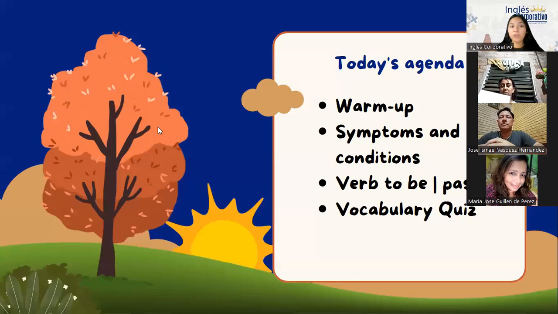First we are going to talk about the warm-up. We have a game. Then we move to symptoms and conditions, which is related to vocabulary. Then we have the verb to be. We already talked about verb to be in present, but today we are going to talk about verb to be in past. And at the end, we have a short evaluation to see if you understood the class.